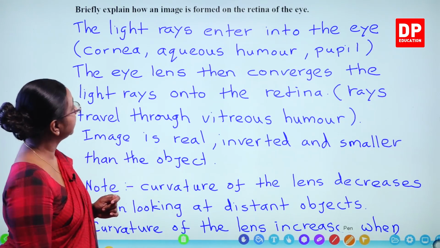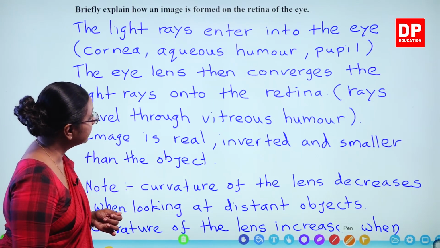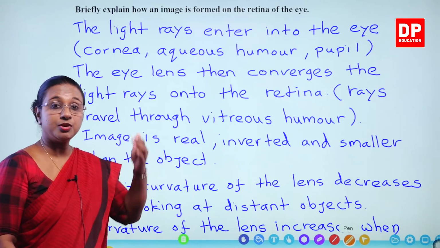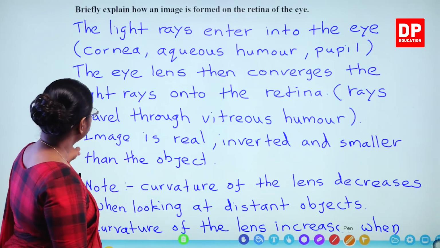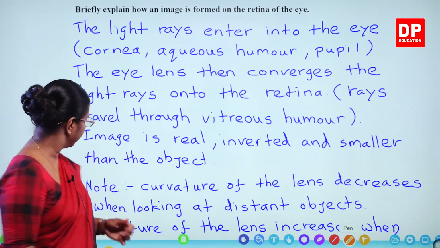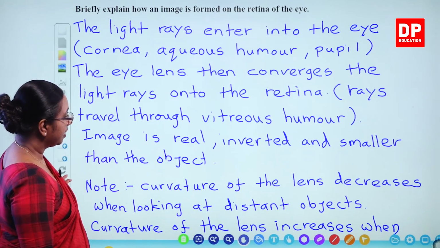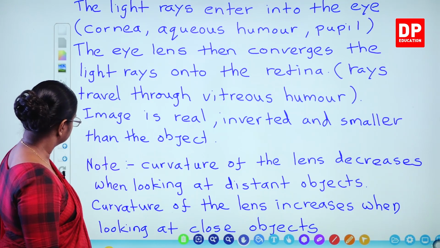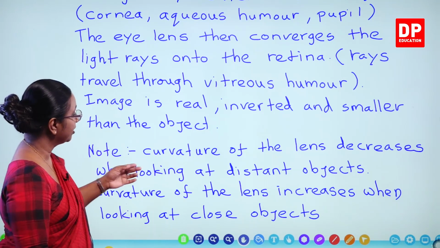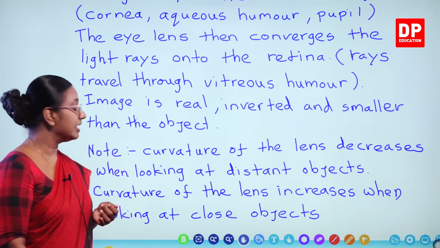So the light rays enter into the eye through the cornea, aqueous humor and then the pupil. The eye lens then converges the light rays onto the retina. The rays travel through the vitreous humor from the lens to the retina. Then the image that is formed is real, inverted and smaller than the object. And also the curvature of the lens decreases when looking at distant objects and increases when looking at close objects.